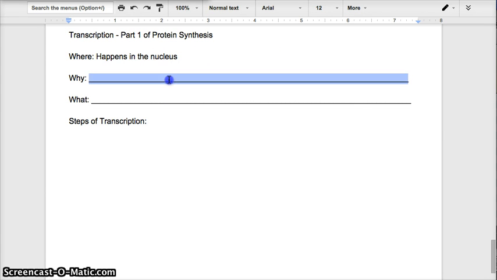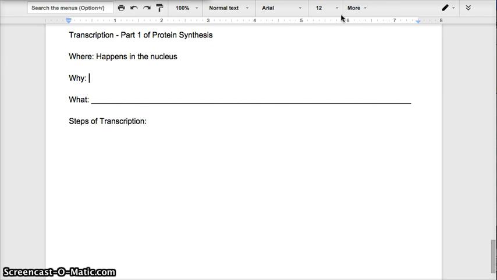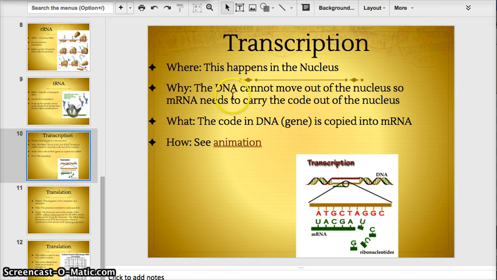And DNA can't leave the nucleus. Why does this happen? Well, we need to do this. We need to convert DNA into mRNA because DNA cannot leave the nucleus. Alright, it's too big. So we need to have a transition. So mRNA needs to carry the code out of the nucleus.